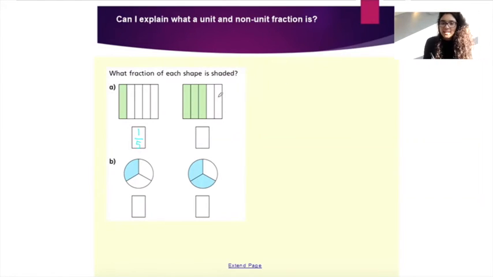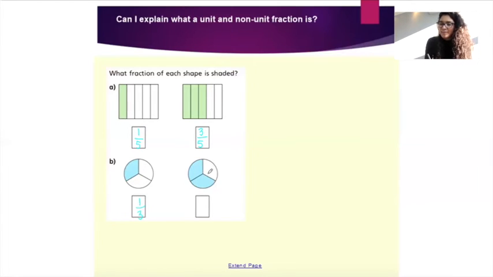What about the second shape? How much of that shape has been shaded? 3 slices out of 5 have been shaded. Part B, we have a circle picture here. So how much has been shaded there? Look at how much has been shaded and then look at how many parts we have in total. It would be 1 out of 3.